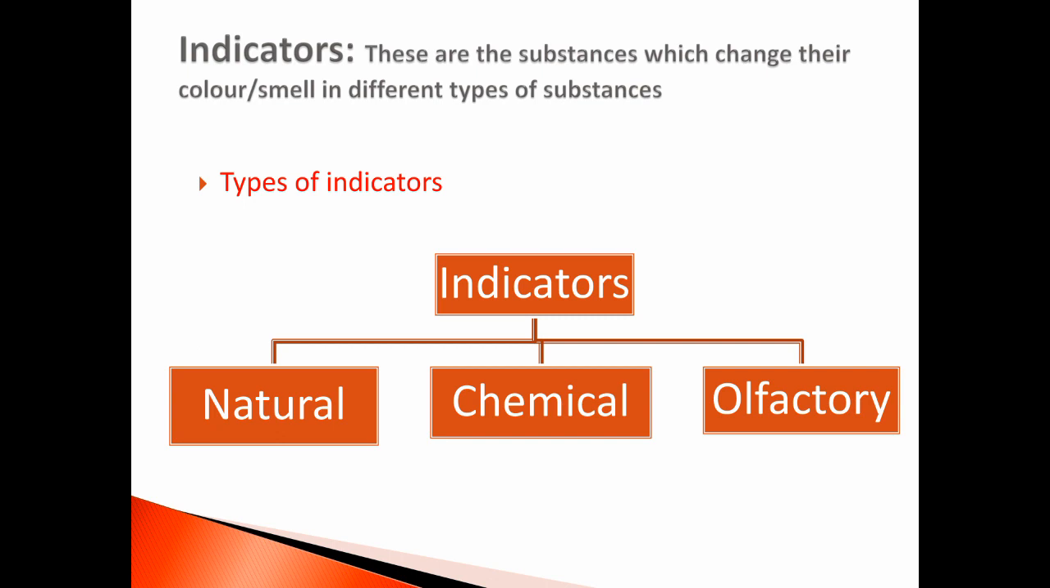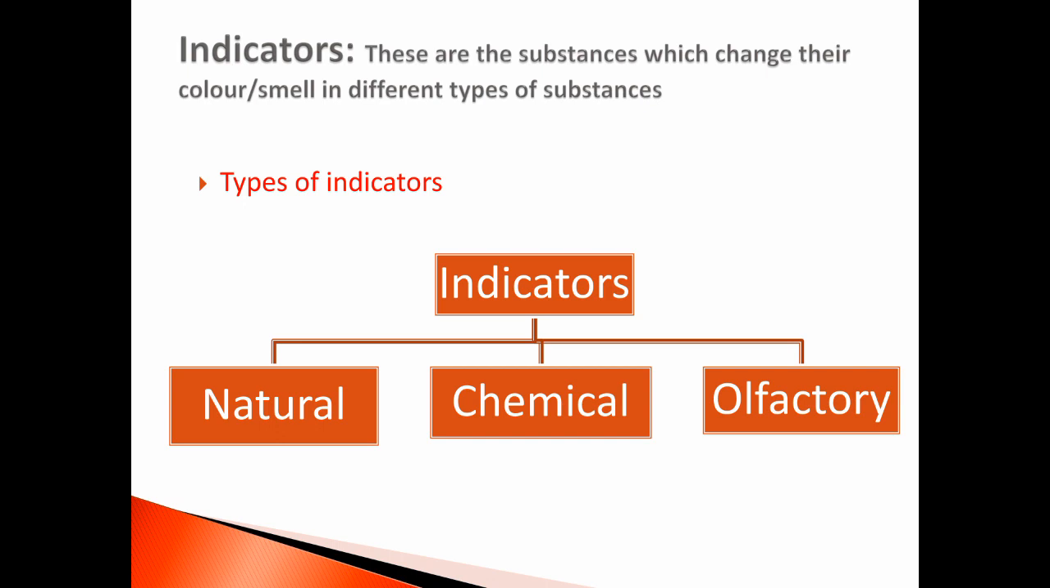Now, how can we find whether a particular substance is an acid or base? Here come the indicators. What is an indicator? Well, indicators are the substances which change their color or smell in presence of acids or bases. Indicators are of three types: natural indicator, chemical or synthetic indicator, and the third one is olfactory indicator.